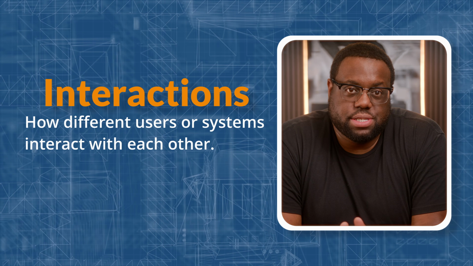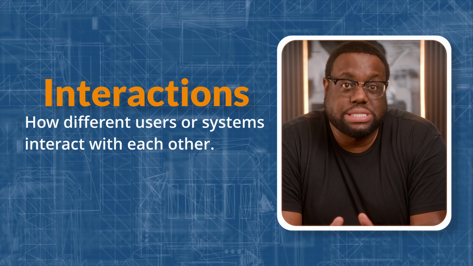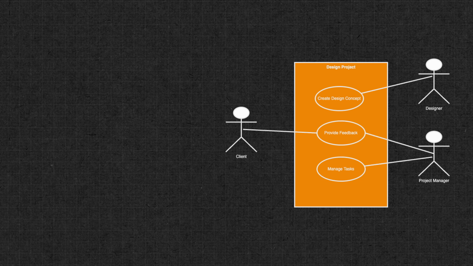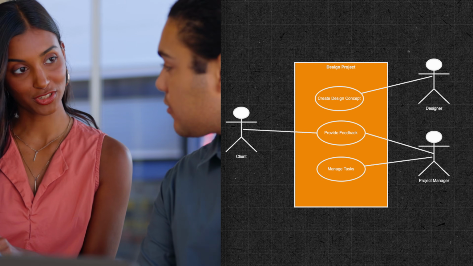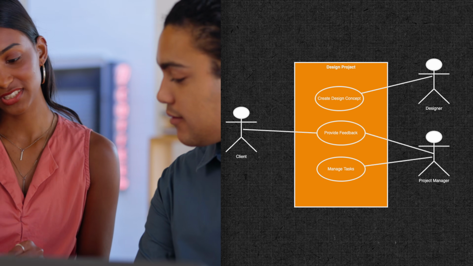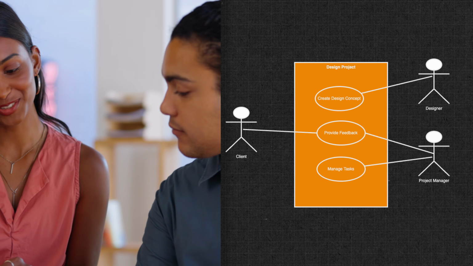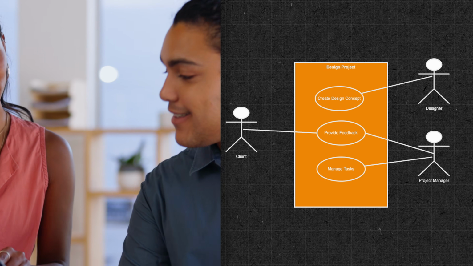Lastly, you have interactions, and this is how different users or systems interact with each other. Consider the back and forth communication between designers and clients and project managers. A client provides feedback on a prototype, prompting a designer to make changes. This exchange between the client and the design system is a clear example of interaction.